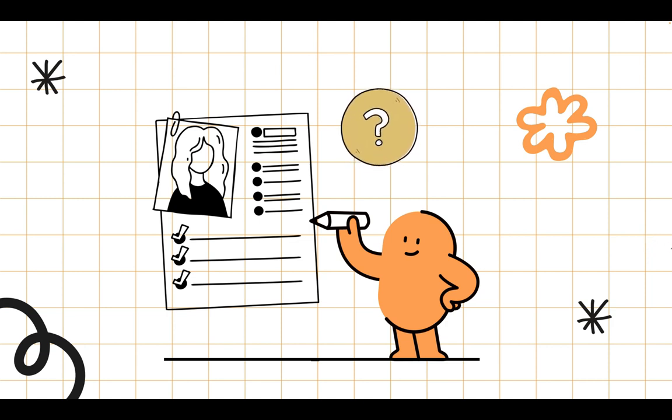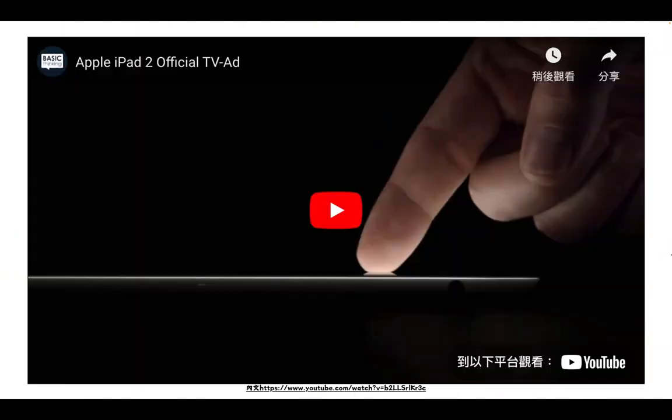First, we need to understand what a persona is, where it can be applied, and how to use it. To explore these questions, let's look at this Apple iPad 2 commercial, which showcases how Apple targets new audiences in its marketing strategy.